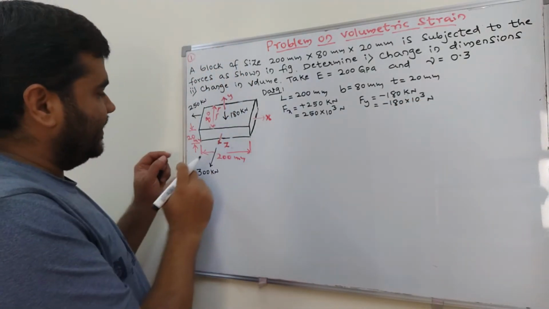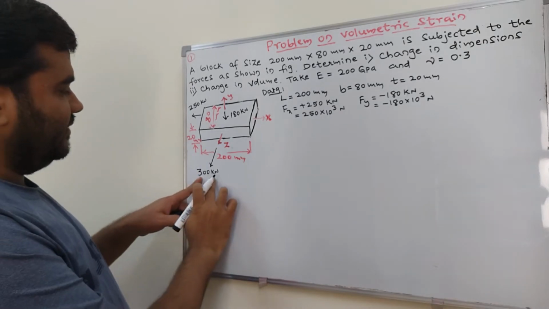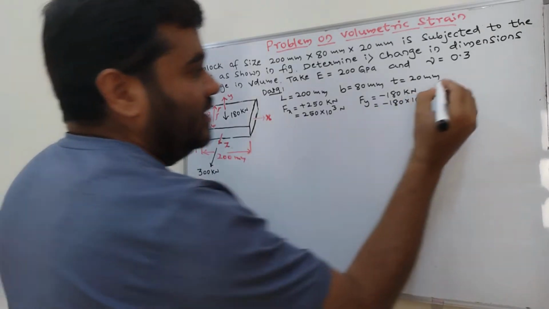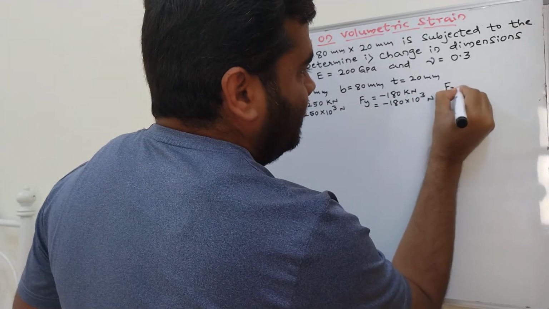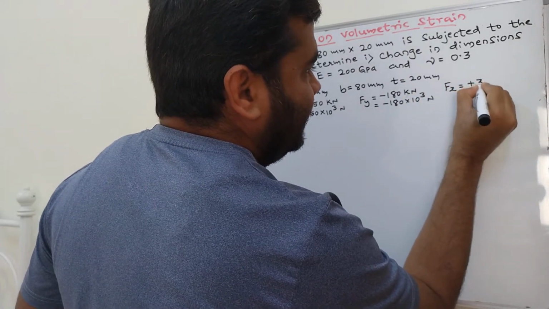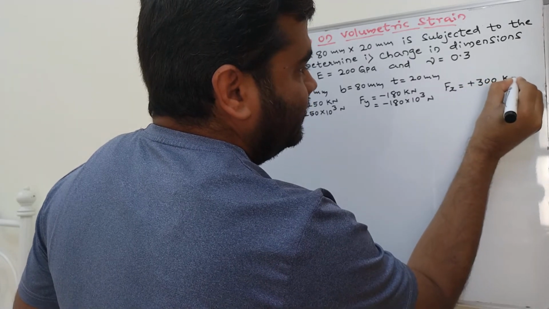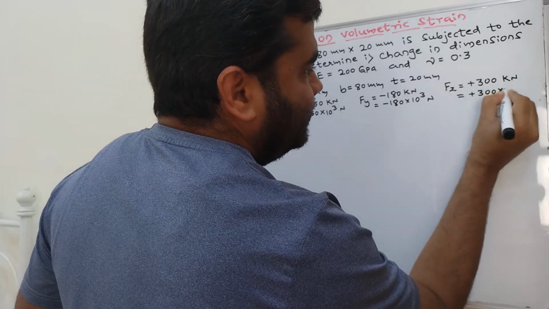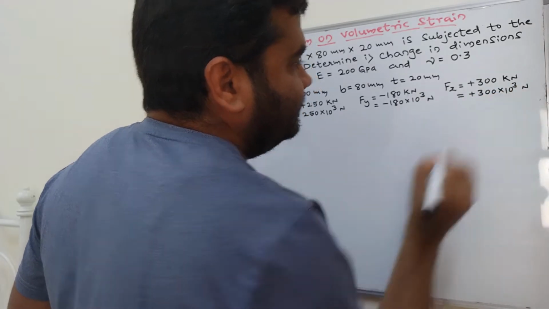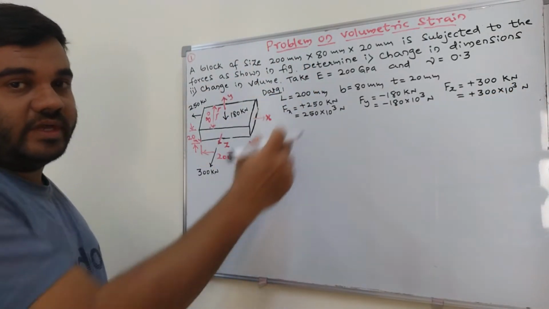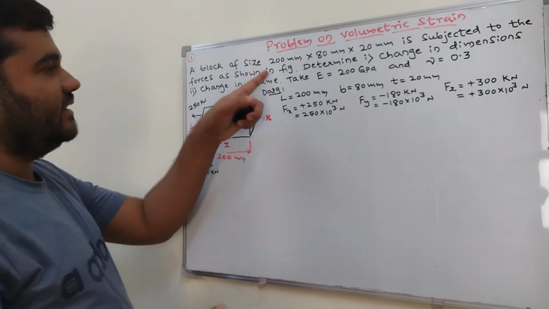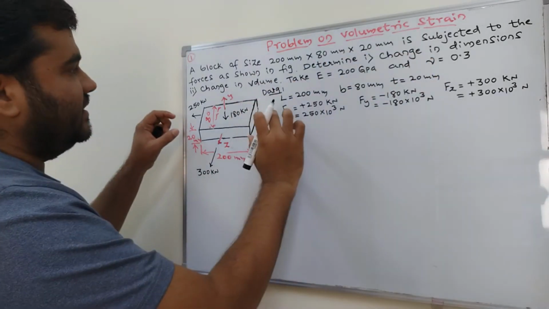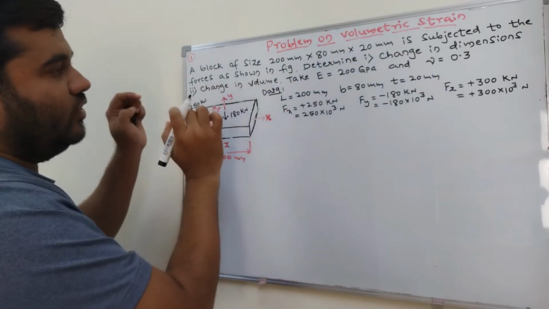Okay. In the z direction, how much is it acting here? That is plus 300 kilonewton because it is tensile nature. That is Fz equal to plus 300 kilonewton. That will be equal to plus 300 into 10 raised to 3 Newton. Because I want it in Newton, so I converted. Okay, next, what is the next data? As shown in figure. You need to find out the change in dimensions, change in volume.